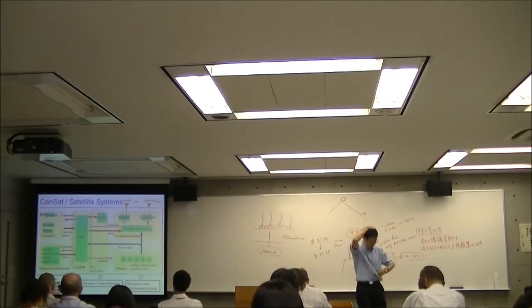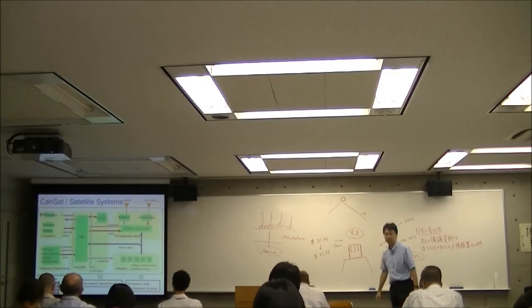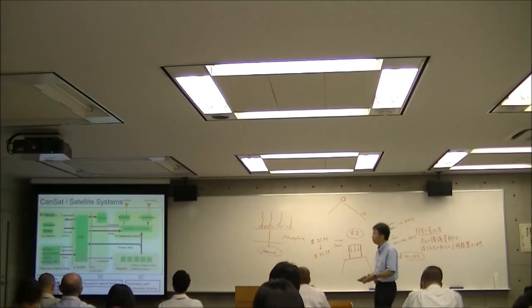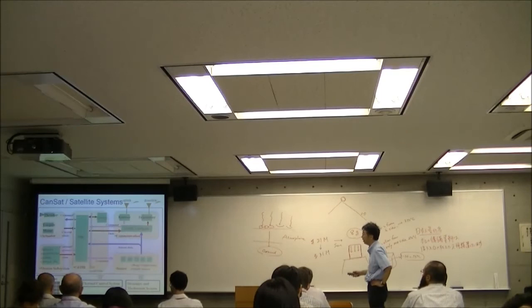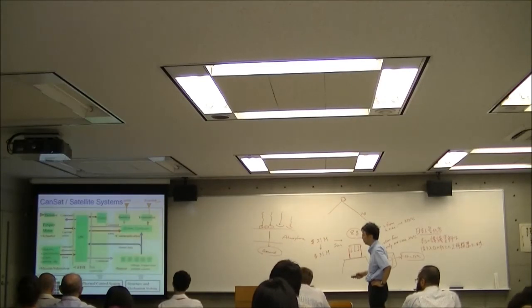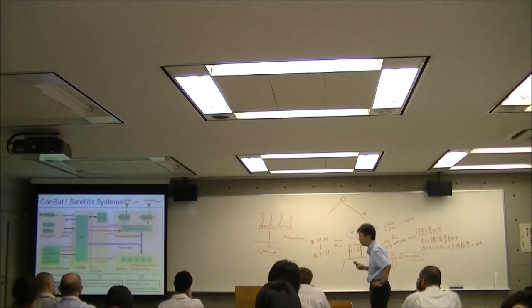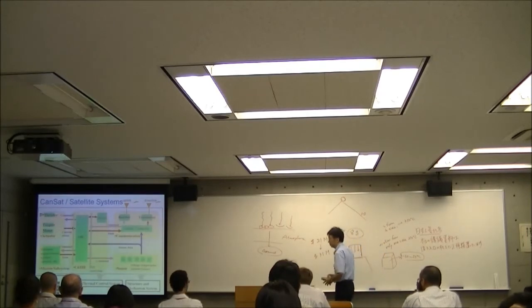Then, what is the difference in the systems? As I said before, this is a very typical satellite system, including the mission system, and the other is the bus system. And the bus system will include the CDH, communication, thermal, structure and mechanism, power, and the sensor and actuator. This is sometimes called the attitude control system as well, as I said before. So these are the constitution of the satellite itself. Then what is the difference of the CanSat?